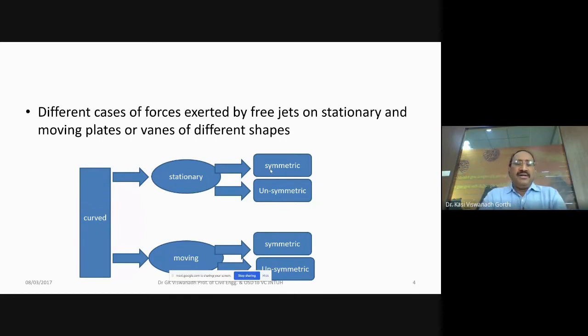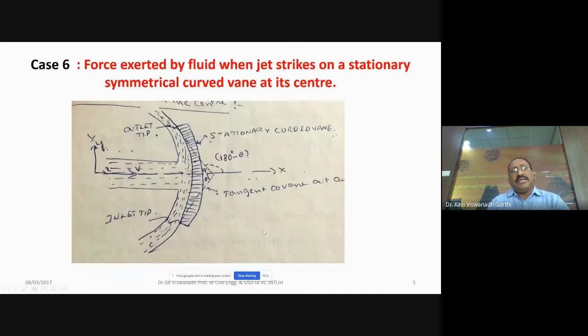But in the case of curved surfaces, we say that, with respect to the jet direction, the vane is positioned symmetric or unsymmetric. Similarly for moving curved surfaces also, whether it is symmetric or unsymmetric. We will see the theoretical cases and the most practical cases, and how we apply the impulse momentum principle for finding the hydrodynamic thrust or impact.